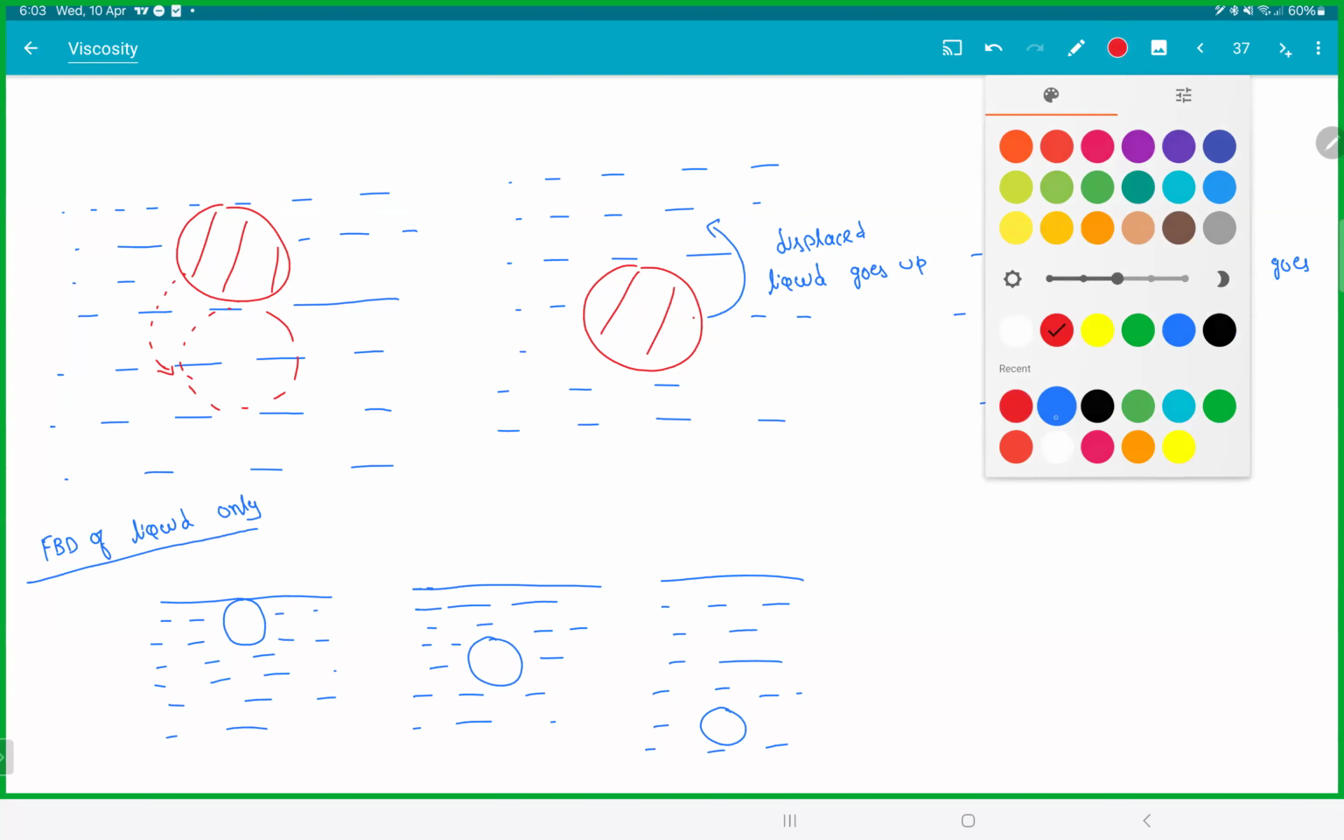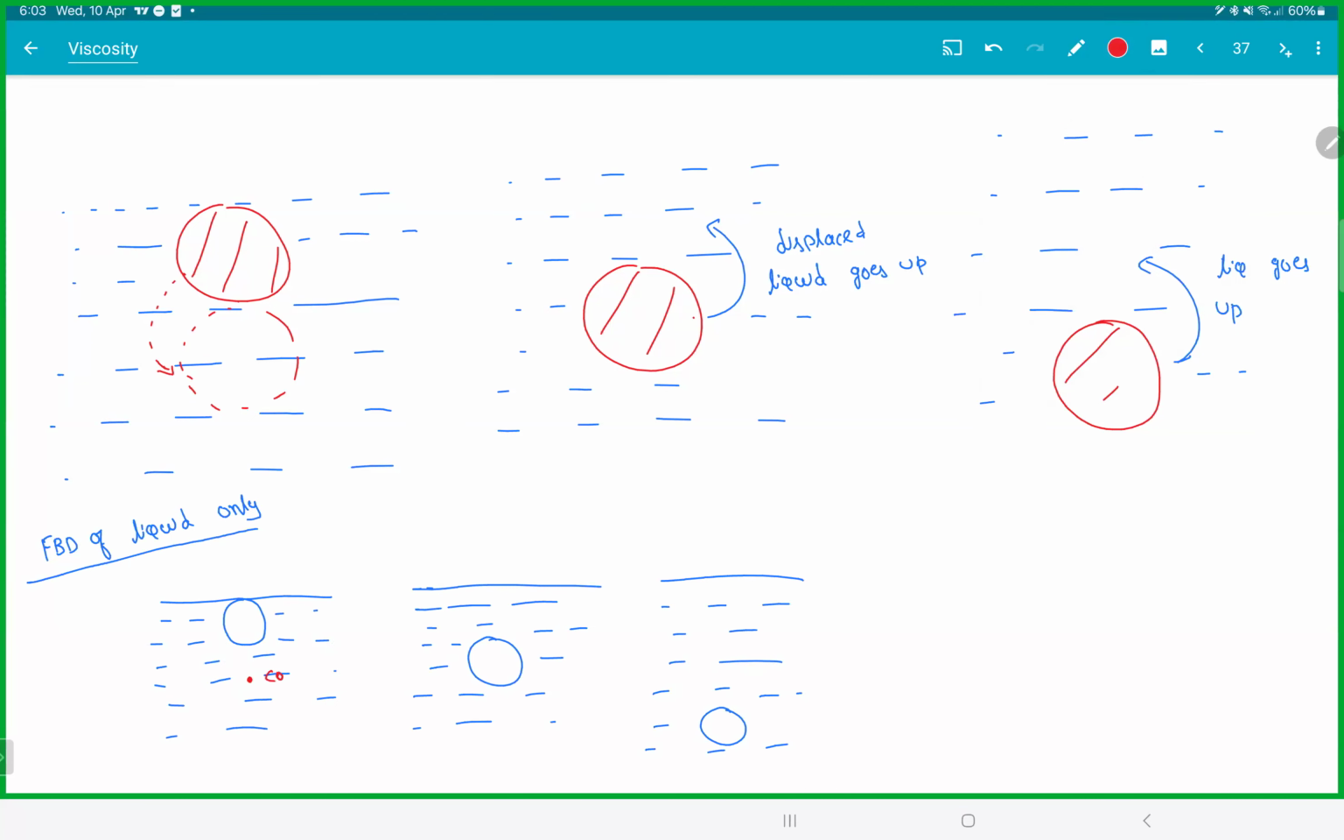What is happening to the center of mass of the liquid? If you take this as the center of mass of the liquid, it has gone up here. It has gone up here. What is happening to the center of mass? The center of mass of the liquid is going up. On the surface level, it will look the same. Liquid goes up.